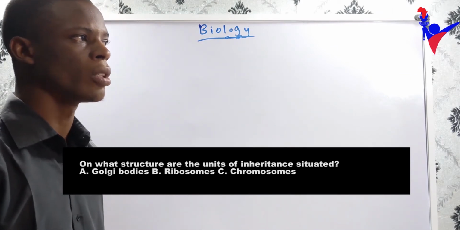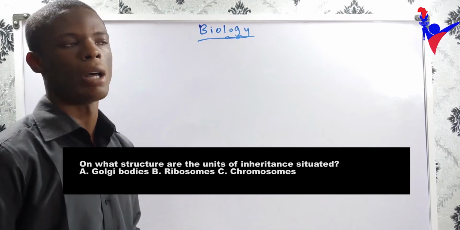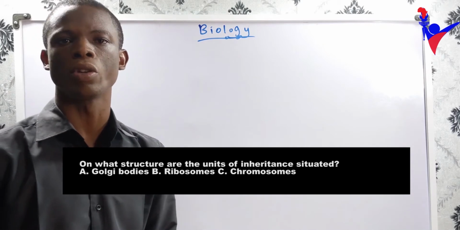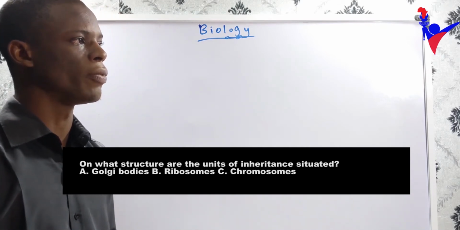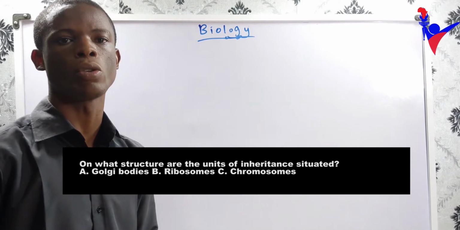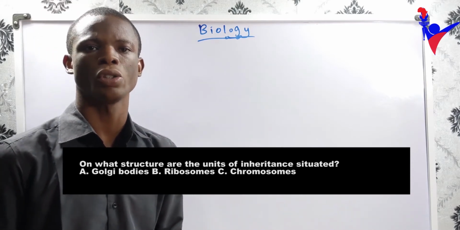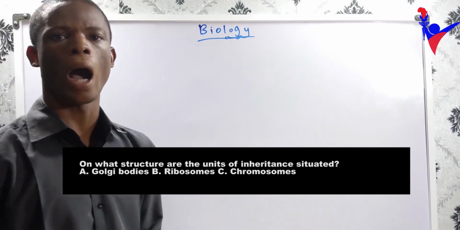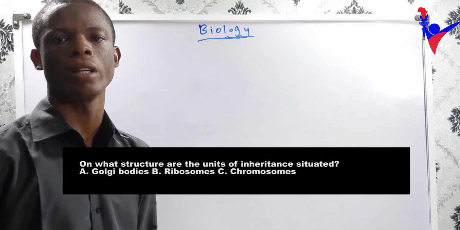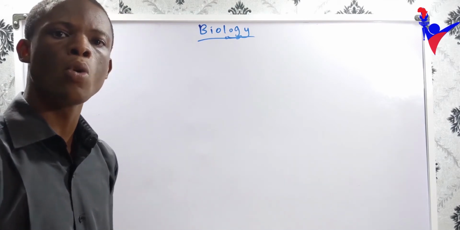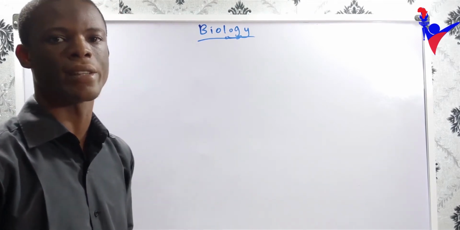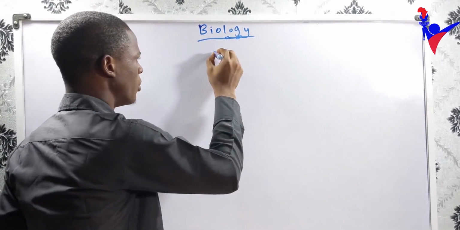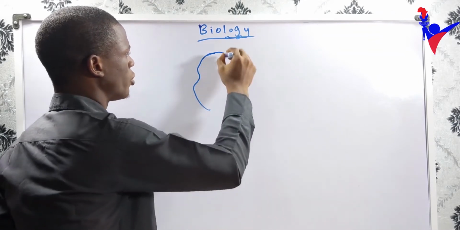The first option is the Golgi bodies, the second is the ribosome, the third is the chromosomes, and the fourth is the endoplasmic reticulum. So we are being asked on what structures the units of inheritance are situated. For us to identify this, we have to know what a cell is, and you can see what I put on the board: this is an average structure of a cell.